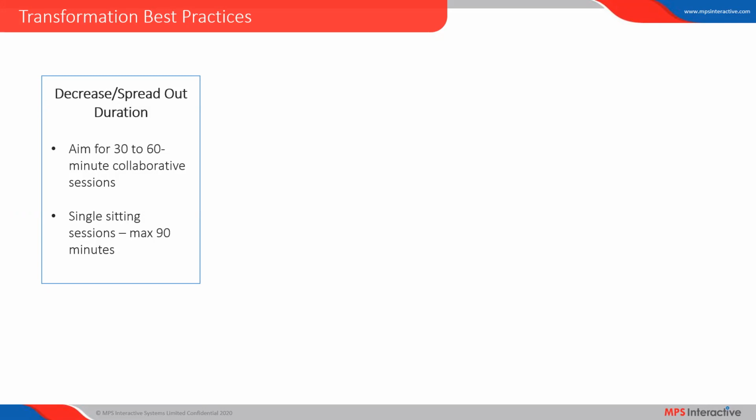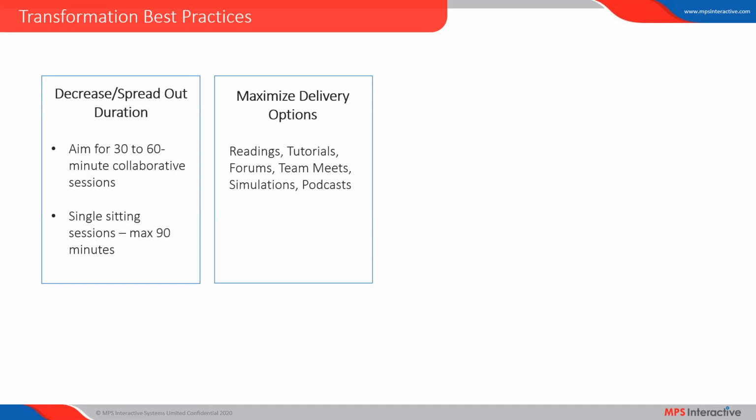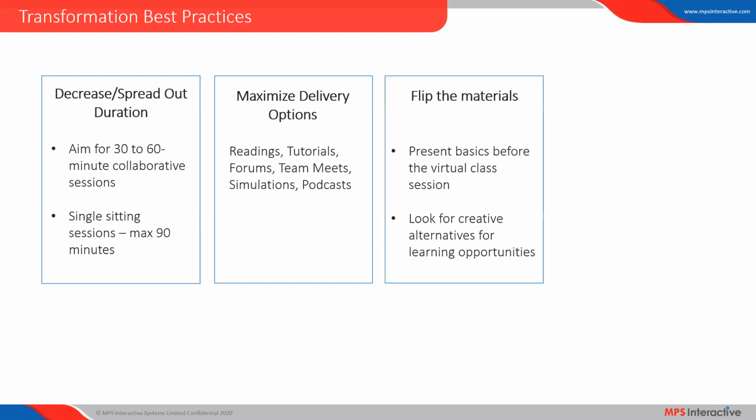So we suggest that you look at your maximum session times as 90 facilitated, but also that you look at alternate delivery options. Really maximize ways to present information, whether that's through readings, online tutorials or web courses, forums, and team meetings that are done outside of the live facilitated session, simulations, online games, podcasts. There are a variety of things that you can do to take the content that you normally teach today in person in class, still deliver it, but not deliver all of it in a facilitated live session.